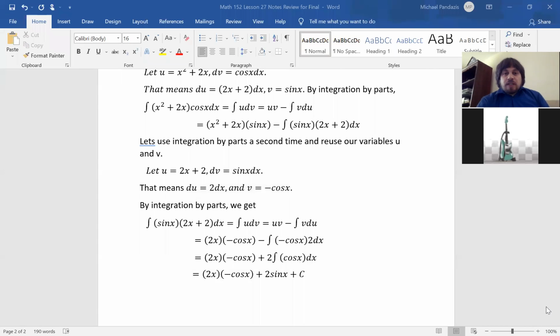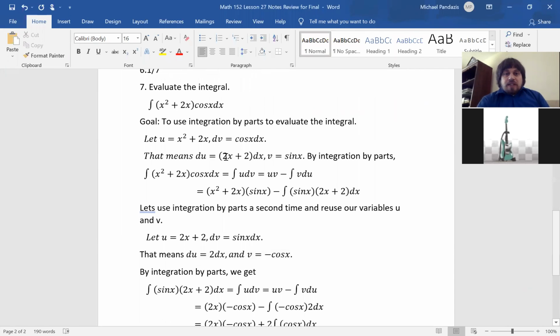Wait, u equals 2x plus 2. There's a 2x plus 2 here, right? Because you have 2x plus 2.